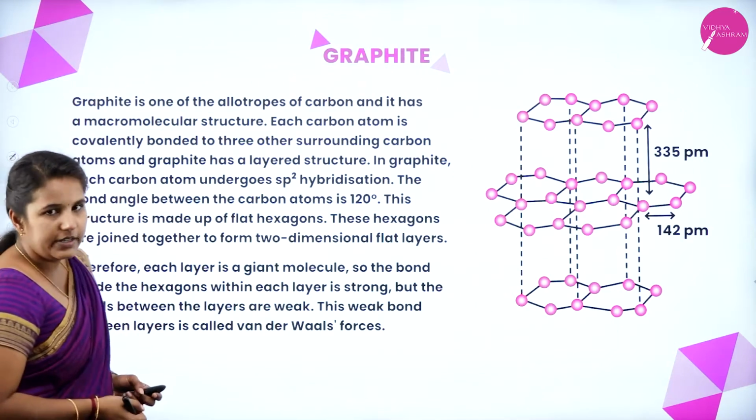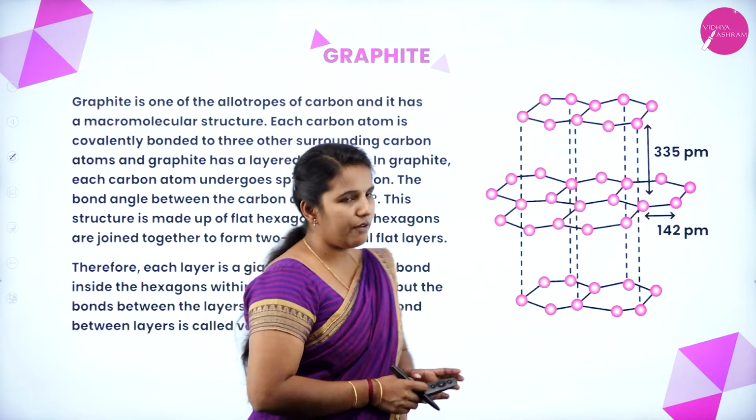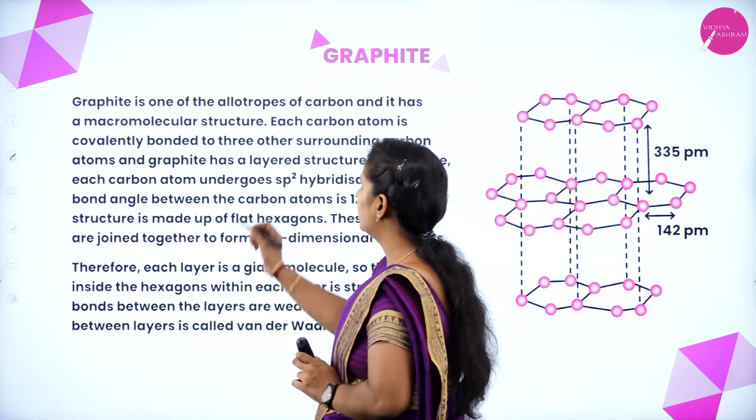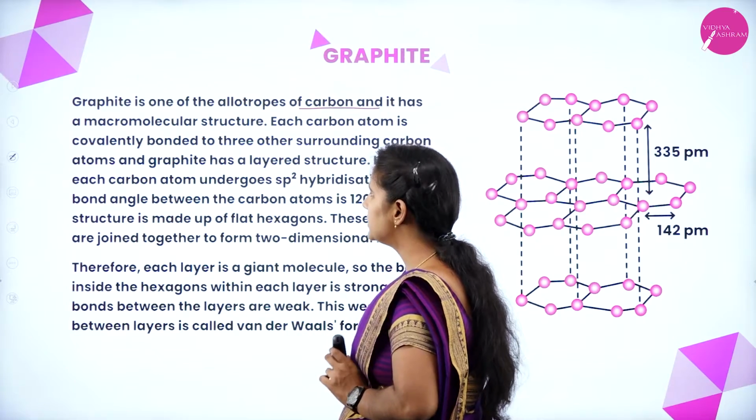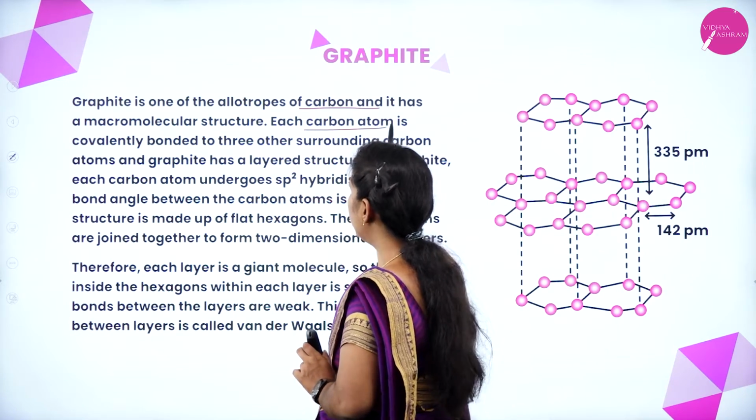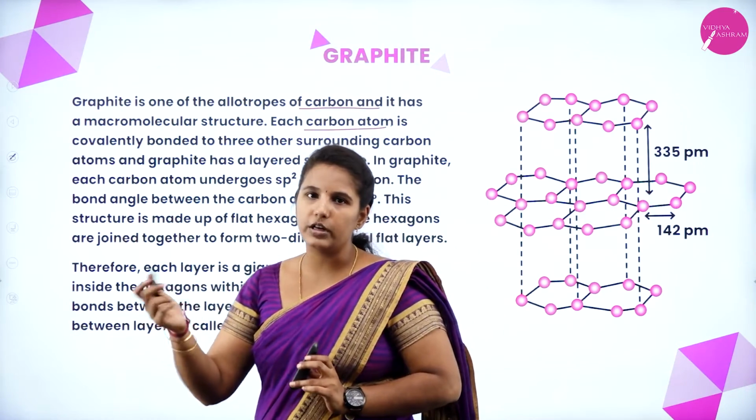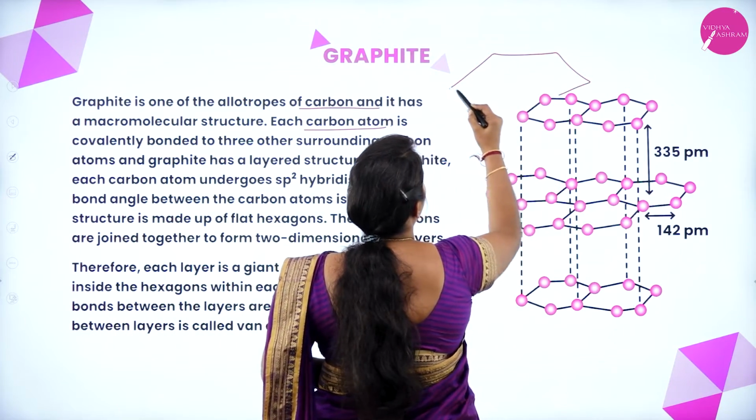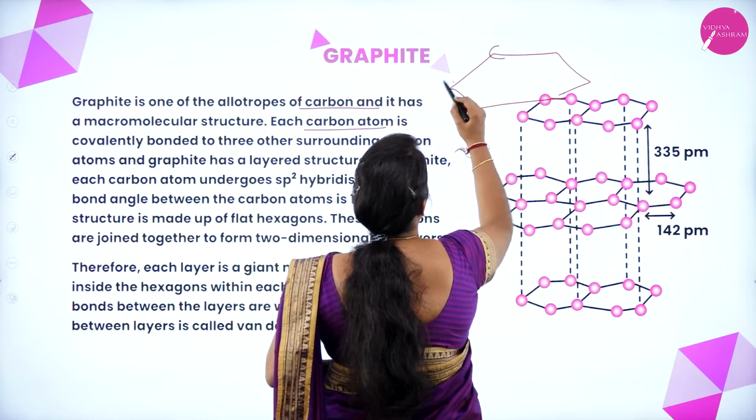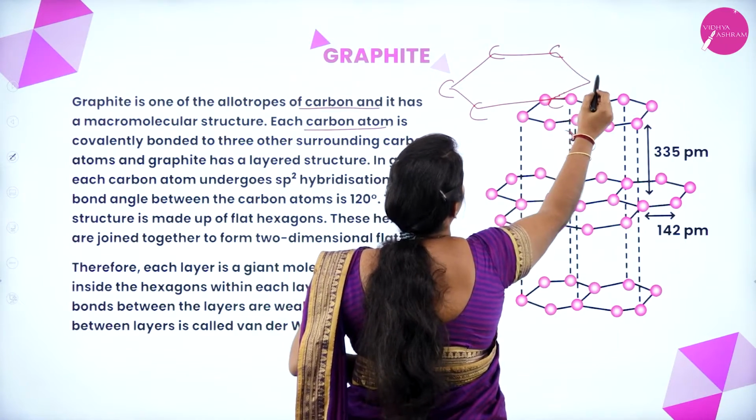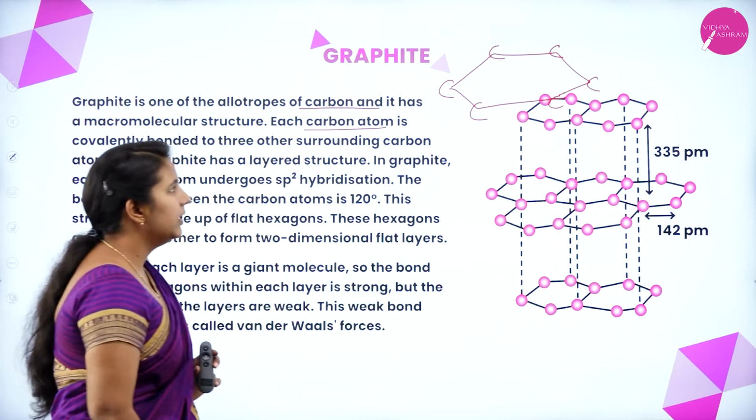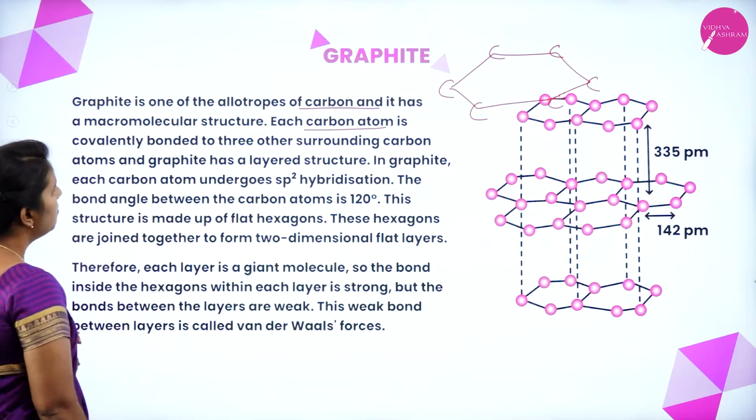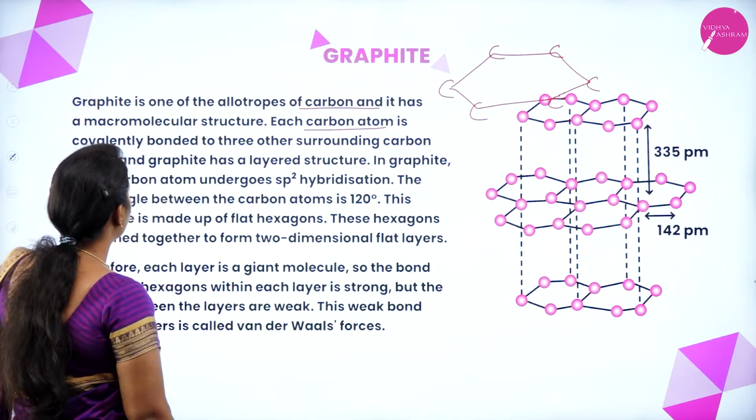Next we have graphite. This is the graphite structure. Here also, graphite is one of the allotropes of carbon. It has a macromolecular structure. Each carbon atom is covalently bonded with other carbon atoms. So it will be like this, like a hexagonal shape. Thereby it forms strong covalent bonds, bonded with the 3 other surrounding carbon atoms.